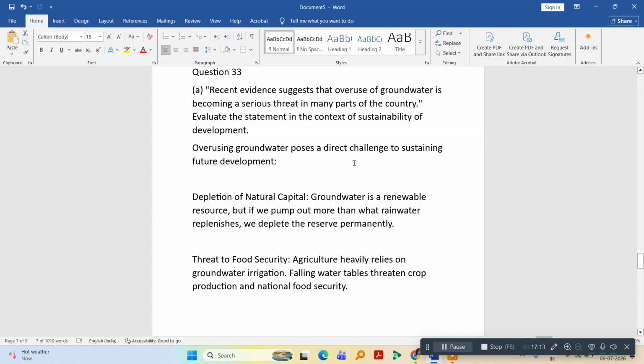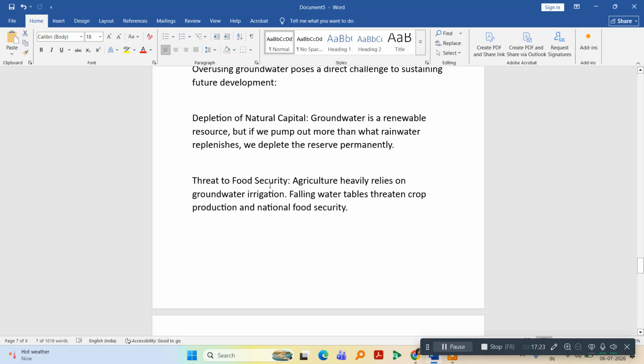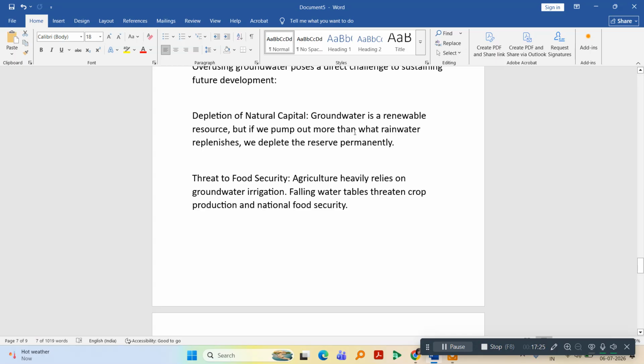Overusing groundwater. If you use groundwater excessively, it can be a threat. It can be a challenge to sustaining future development. Depletion of natural capital. Groundwater is a natural resource. It is a renewable resource. It can be renewed. If we pump out more than what rainwater replenishes, we can deplete the reserve permanently. So there will be depletion of natural capital.